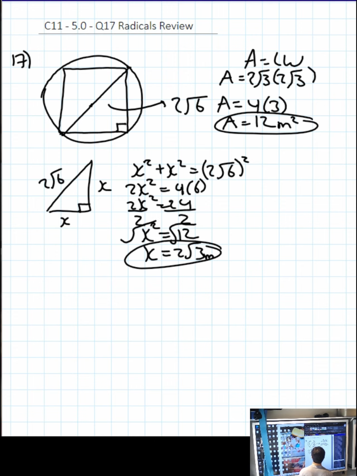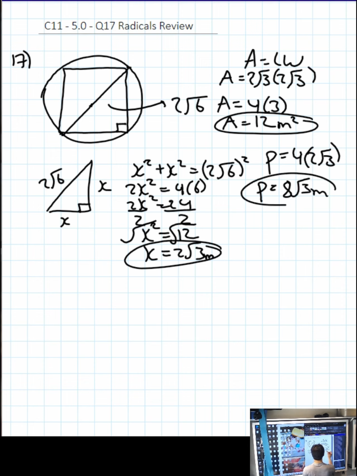So now we're going to figure out the perimeter of the square, and we're going to do it simpler. We're not going to add it 4 times. We're just going to do it times 4. So we can say, let's do it to the right, P equals 4 times 2 root 3, because we have 4 sides that are each 2 root 3. Therefore, P equals 8 root 3 meters.